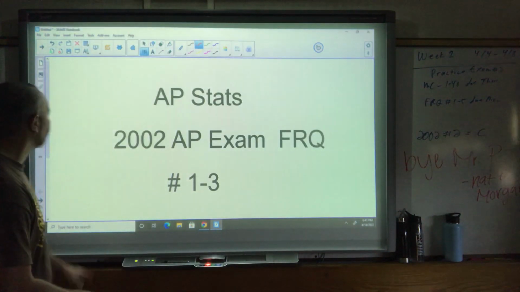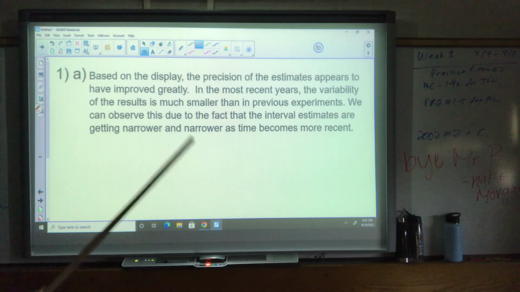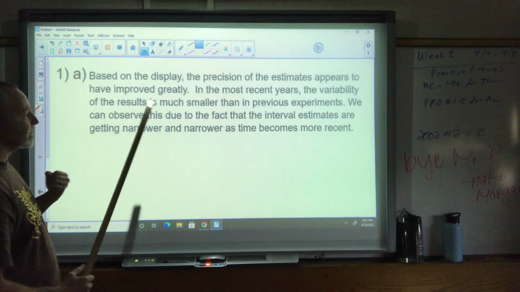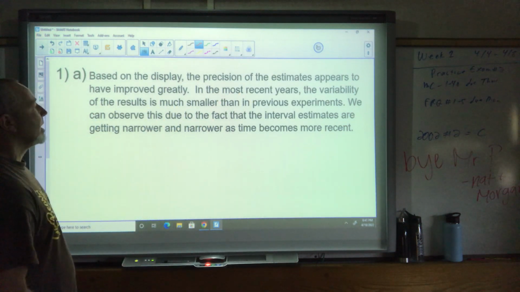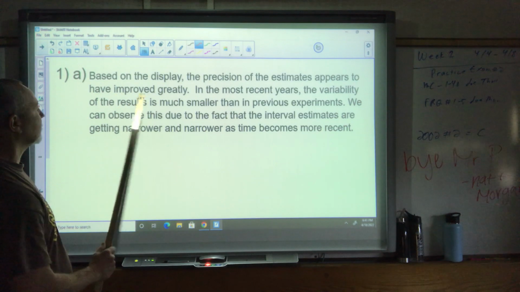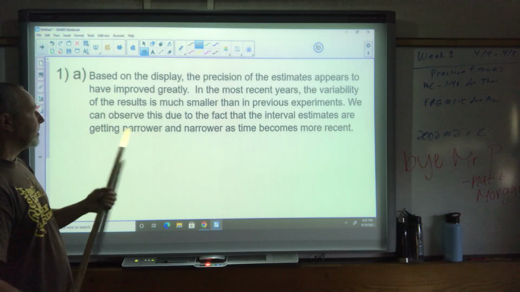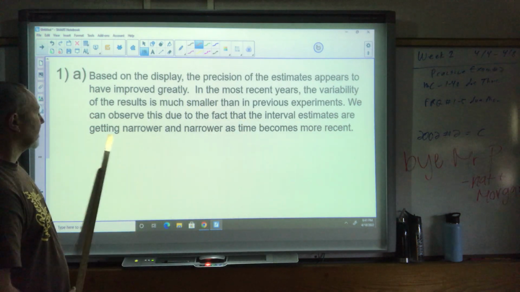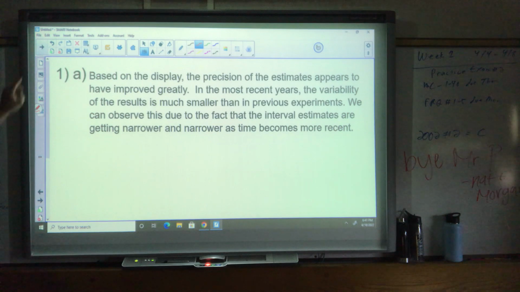Put that up here. Here's my first answer. I'll let you read that. Key things we talk about: the variability is much smaller, and the precision has improved or increased. And then how do we know that? By observing the fact that the interval estimates are getting narrower and narrower as time becomes more recent. Those are key factors in our answer.